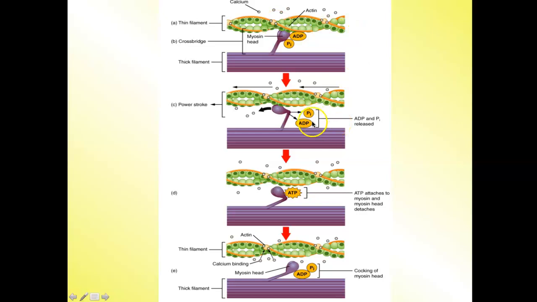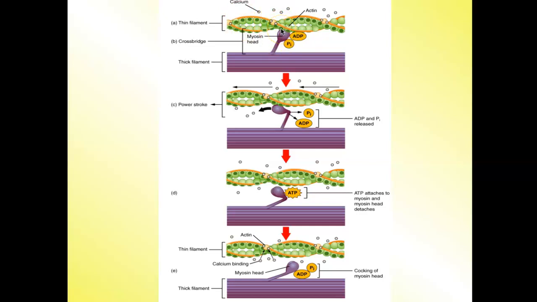Actually, it's not in your notes. Don't worry about the name of the protein. But there's a protein, this orange guy, that is going to sit and block the myosin head binding site if calcium is not present. When calcium is present, it's going to allow this protein to move out of the way so that the myosin head can actually bind to actin.